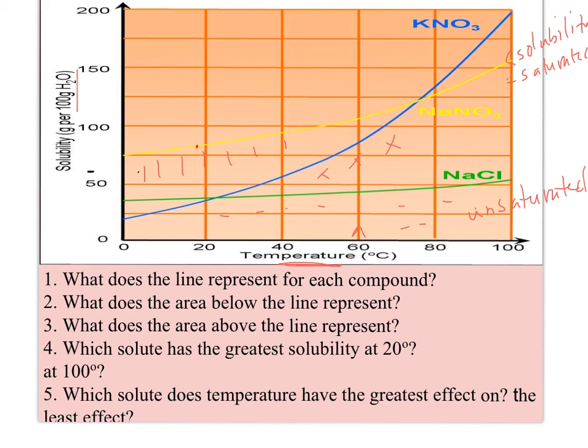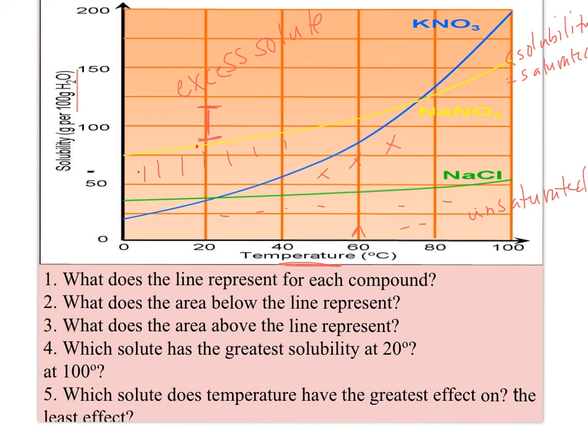What does the area above the line represent? It can represent 2 things. It either represents excess, that's going to be the excess solute between here and here. That's how much is going to precipitate out or fall to the bottom. Basically, that's what you're wasting. Unless you create something called a supersaturated solution, which we'll look at on the next slide.